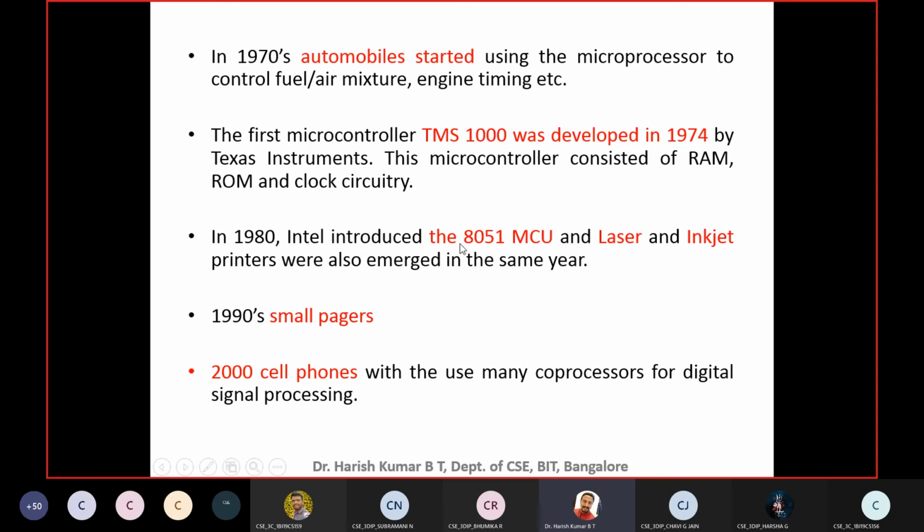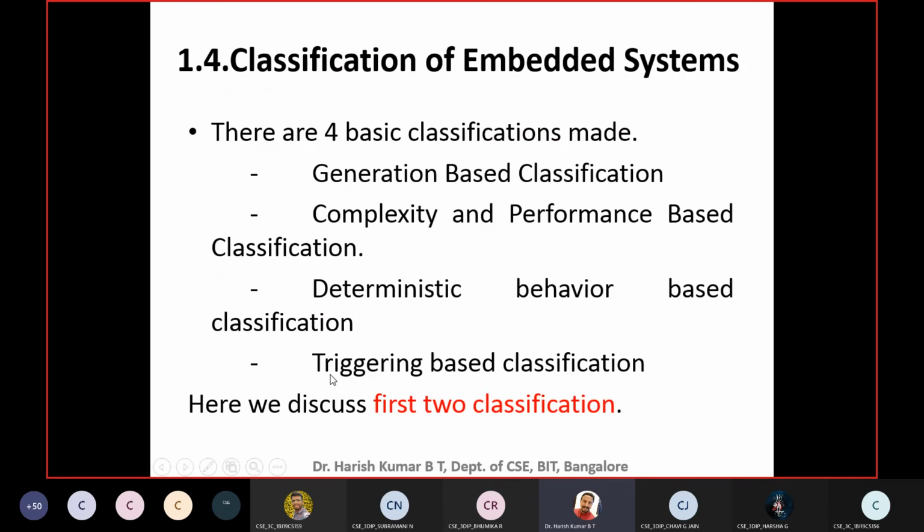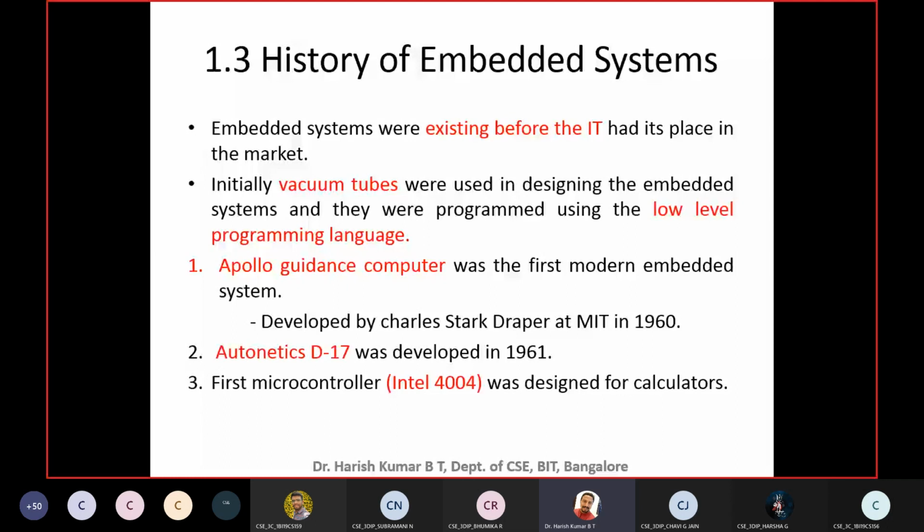And later in the 1980s, Intel started using the 8051 microcontroller unit inside laser and inkjet printers. Okay. So in the 1990s, small pagers started. I don't know whether you people have seen these things or not. I have seen these things. So in the 1990s, the small pagers came into the picture. And next, in the year 2000, the era of the cell phone started, with the use of many co-processors for digital signal processing. So from 2000, the cell phone era started. So this is about the history of embedded systems.